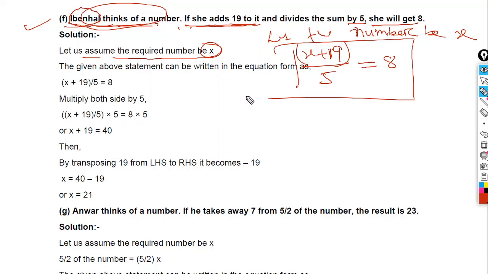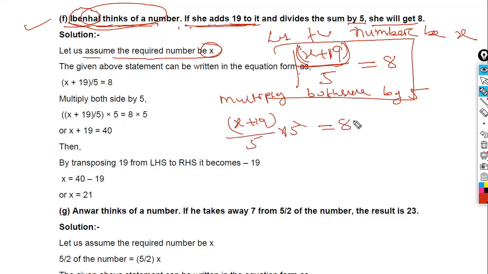Now what do we have to do? We have to move to the solution part. First, you can see x plus 19 has been divided by 5. So first we will multiply both sides by 5. So x plus 19 divided by 5 times 5 equals 8 times 5. Now the 5 cancels, so x plus 19 equals 8 times 5, which is 40.